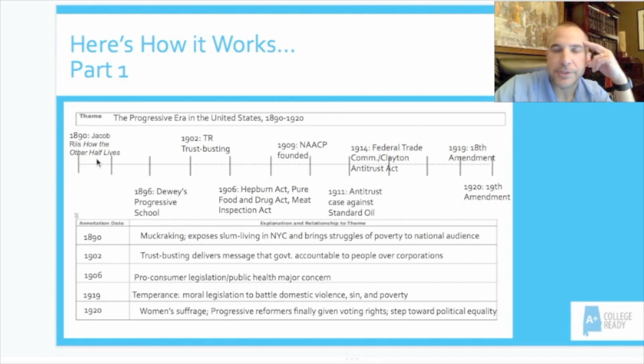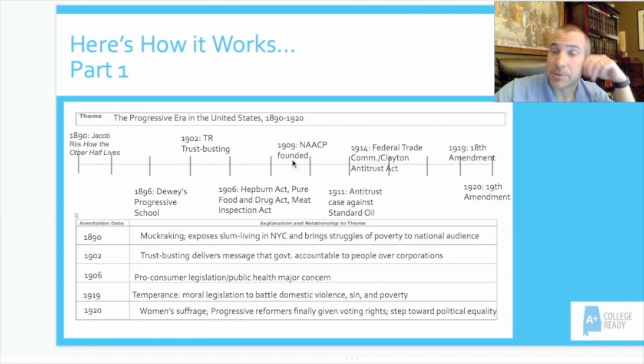1890, Jacob Riis publishes How the Other Half Lives. That was a pretty important moment, one of the early muckraking moments. You've got in 1896, you have Dewey's Progressive School. You have, of course, Theodore Roosevelt coming into office, replacing the assassinated President McKinley, and so by 1902 you see his trust-busting campaign emerge. In 1906 you see the Hepburn Act, you see the Pure Food and Drug Act, you see the Meat Inspection Act, so a lot of consumer activism.